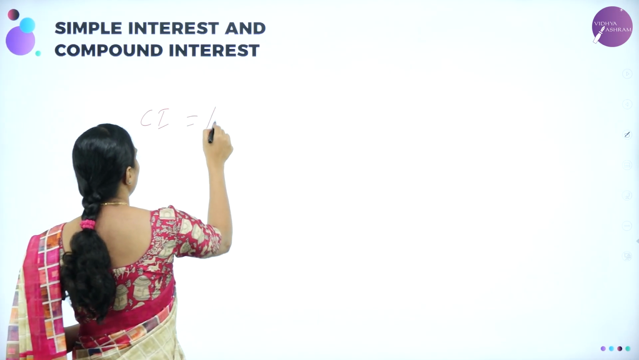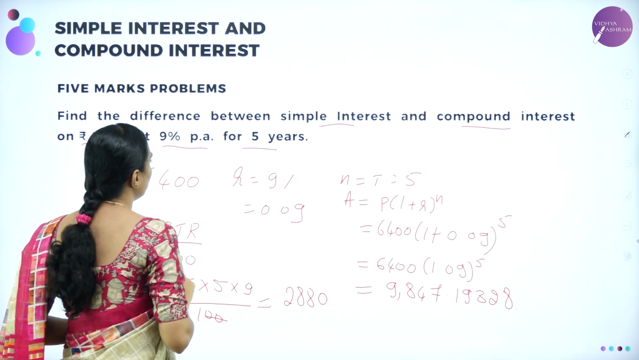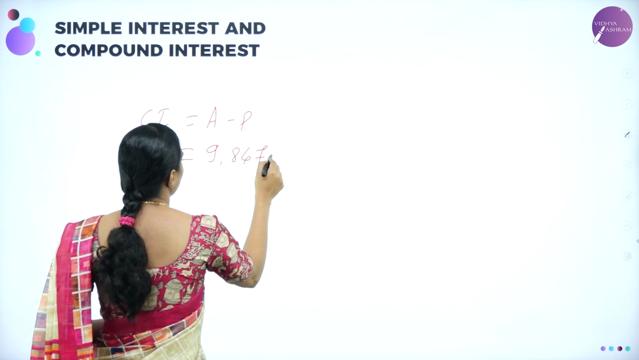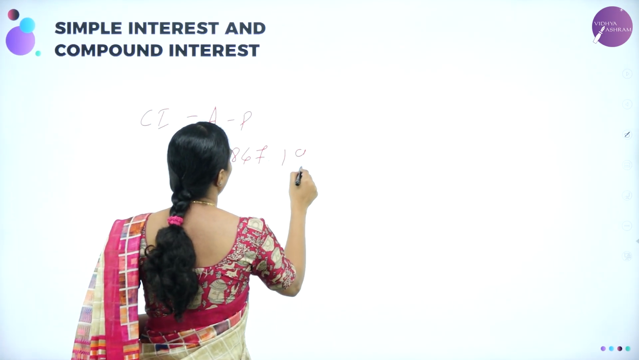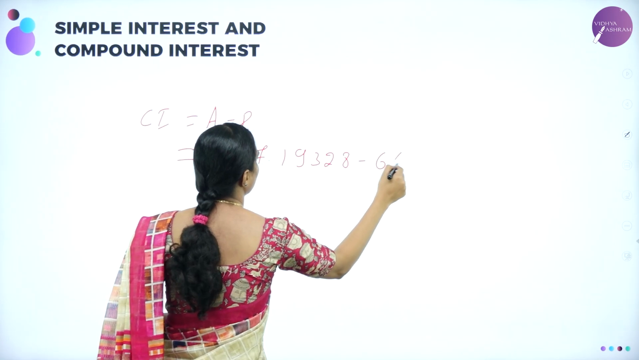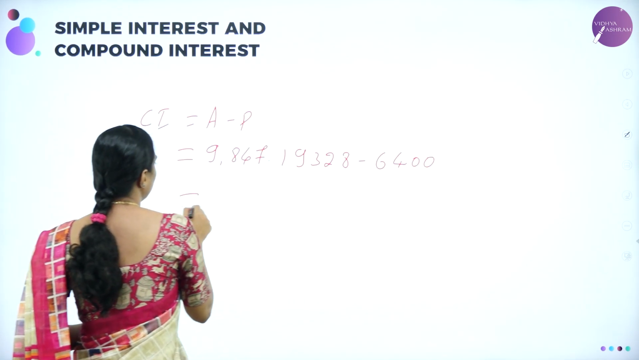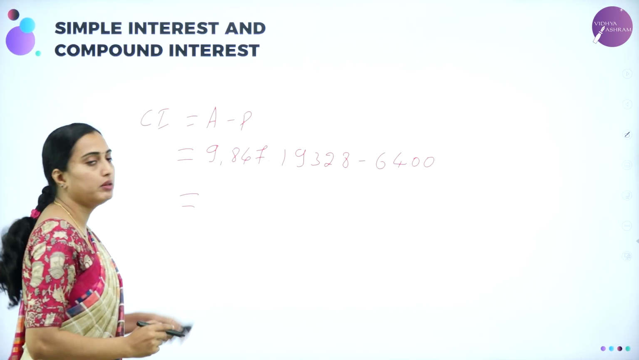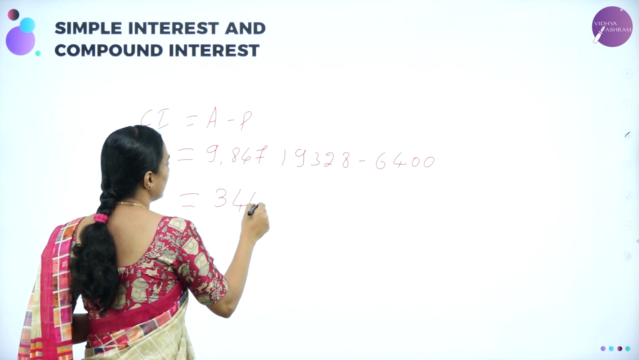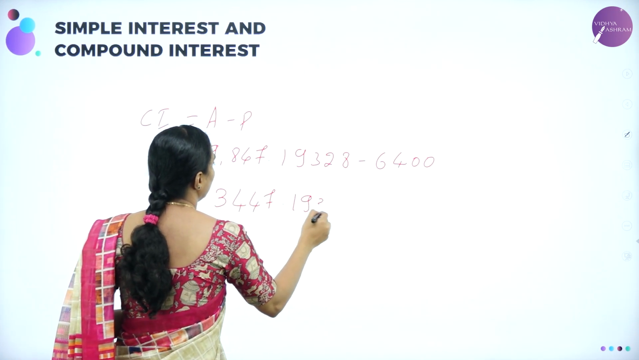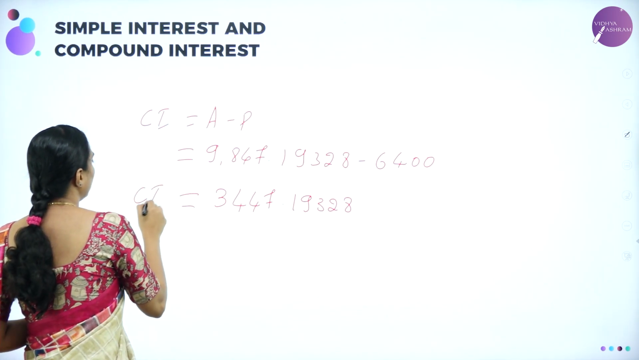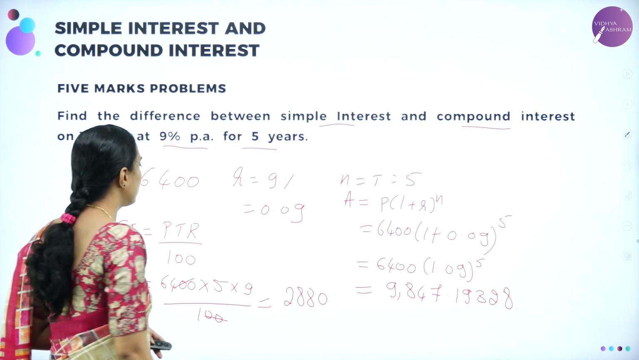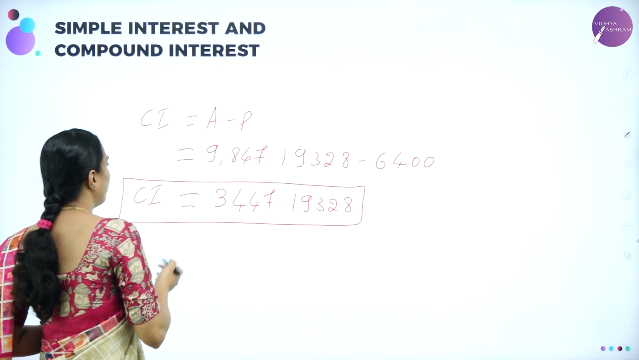Compound interest is given by A minus P, where A is nothing but 9,847.19328 minus 6,400. If you subtract 6,400, what will remain here is 3,447.19328. This is the compound interest. Now they have asked you to find out the difference between the compound interest and the simple interest, whichever is greater. So greater is compound interest only.